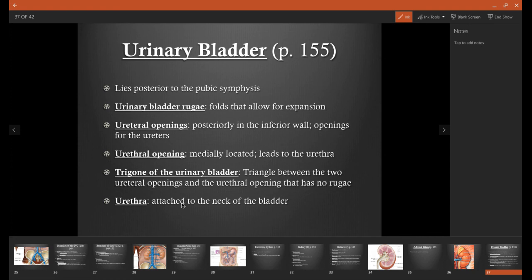The urethra, which is attached to the neck of the bladder, is just going to be the tube that urine can leave the bladder and go to the outside world through.